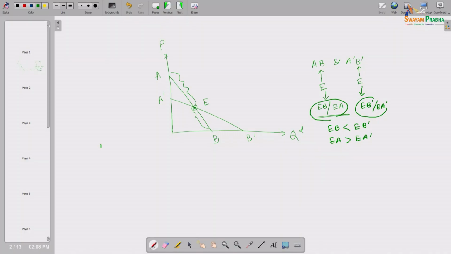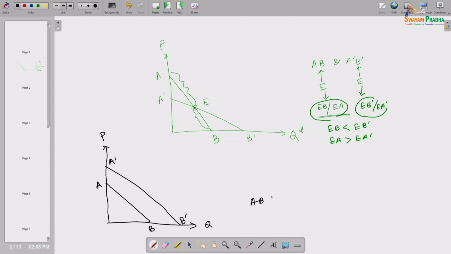Now, we can play around with various types of demand curves. Alternatively, suppose we have parallel demand curves. As usual, we are measuring quantity here and price here, and suppose we have one demand curve, say this is AB, and suppose this is A prime B prime.